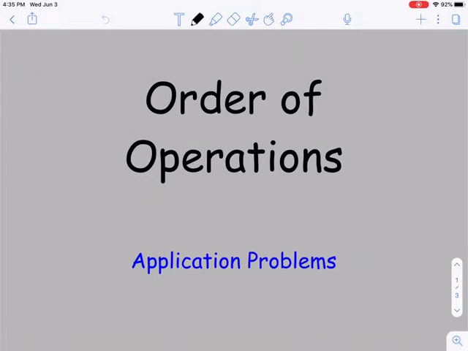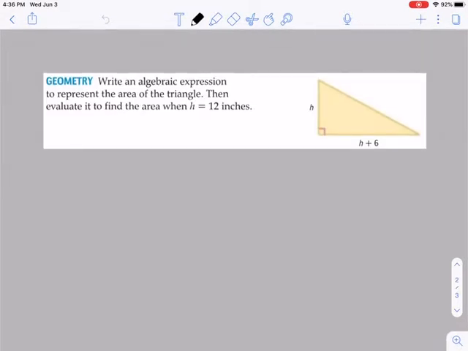Okay, let's look at a couple of application problems involving order of operations in hopes that we can be all done with this and just know that we're comfortable with it and we have an idea of what we're doing with it. And if you're not, that's okay too. It just means you got to practice it because, like I said, knowing your order of operations is really, really important to your overall success in doing any kind of math. Okay? So we got a geometry problem here.